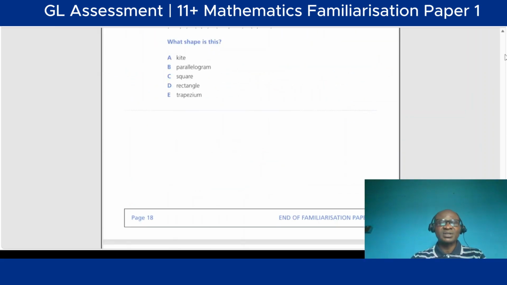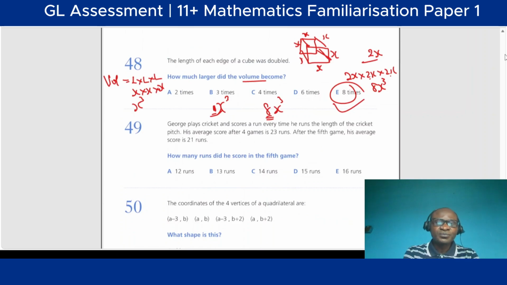Question number 49. George plays cricket and scores a run every time he runs the length of the cricket pitch. Now, his average score after 4 games is 23. Very important: average score after 4 games. Total number divided by 4 games, the average score was 23.